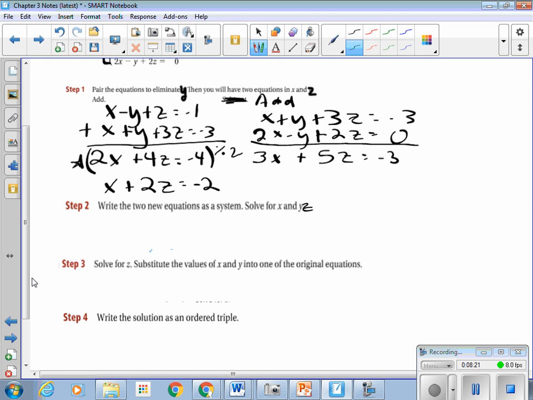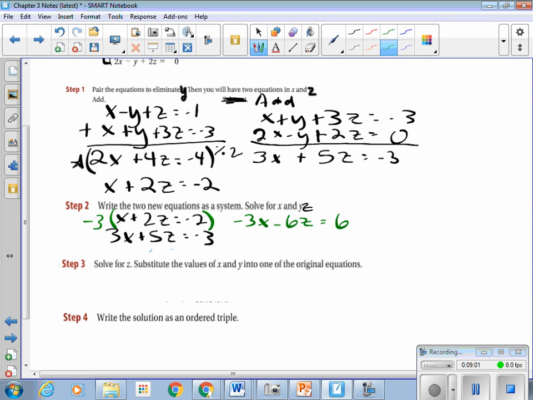Solve for x and z. So I got x plus 2z equals -2, and I got 3x plus 5z equals -3. I'm going to use elimination to solve this system because why not? So I'm going to multiply my top one by -3 because that'll give me a -3x. It'll combine with that positive 3x and it'll be eliminated. So I'm going to go ahead and multiply everything by -3.